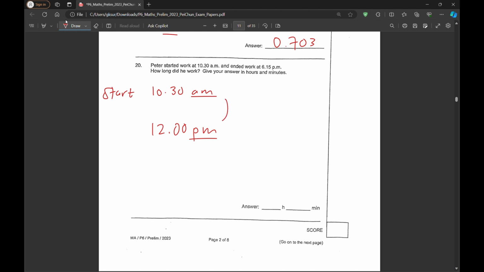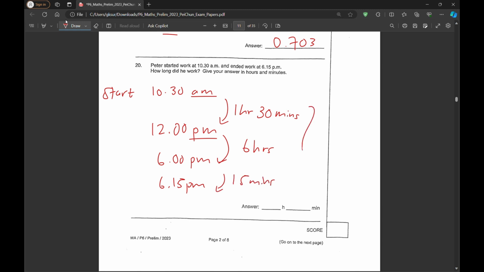So from 10:30 AM to 12 PM, as we know, it's 1 hour and 30 minutes, because 30 minutes after 10:30 AM gives us 11 AM, and an hour after that is 12 PM. So from 12 PM to 6 PM it takes 6 hours, and from 6 PM to 6:15 PM it takes another 15 minutes. And summing all of this up, we have 7 hours, 6 plus 1, and 30 plus 15, which is 45 minutes. So we have 7 hours and 45 minutes as our final answer for question 20.